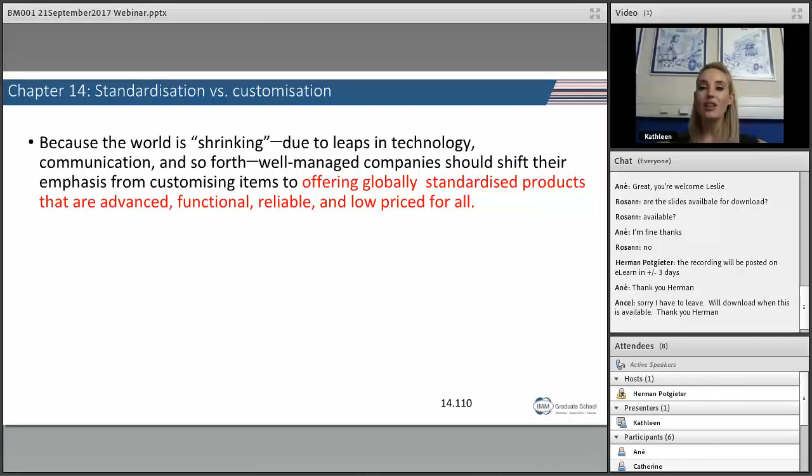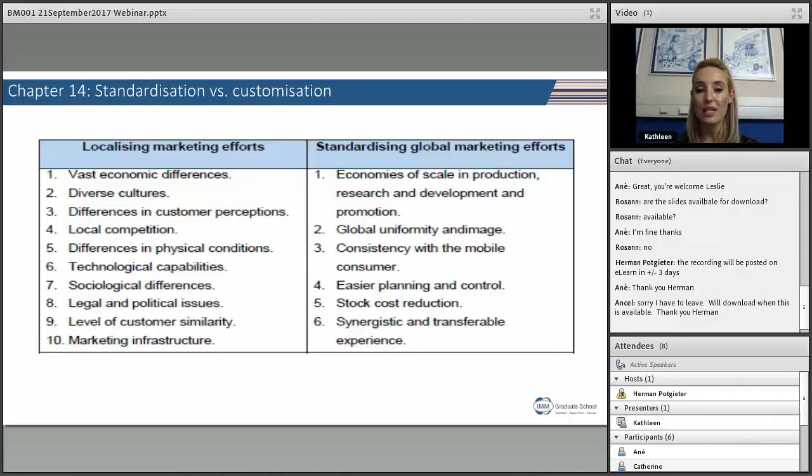Why would we even consider standardizing an offering and having a single branded offering, a single marketing program that we present to everyone? The main reason is because of the view that the world is shrinking. In other words, technology and telecommunications have allowed us to communicate easier and share information easier. So that means it is now becoming more reliable and cost effective for us to actually offer global brands to the market.